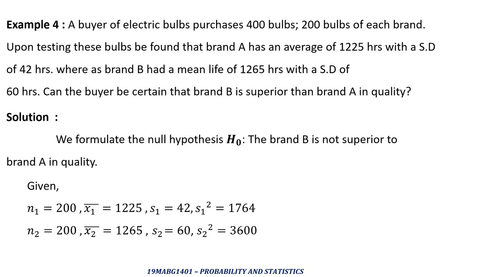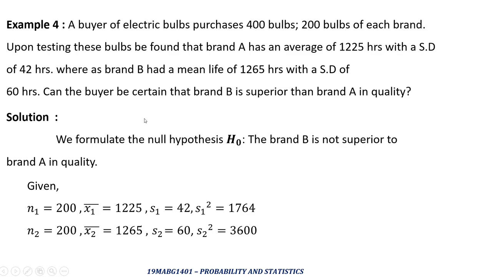So in the next problem, a buyer of electrical bulbs purchases 400 bulbs, 200 bulbs of each brand. Upon testing these bulbs, we found that brand A has an average life of 1,25 hours with a standard deviation of 42 hours, whereas brand B had a mean life of 1,26 hours with a standard deviation of 60 hours. So note that there are totally 400 bulbs, 200 bulbs of each brand, meaning brand A has 200 bulbs and brand B has 200 bulbs. That means n1 and n2 equal 200. And these are the sample means and sample standard deviations we have taken here.